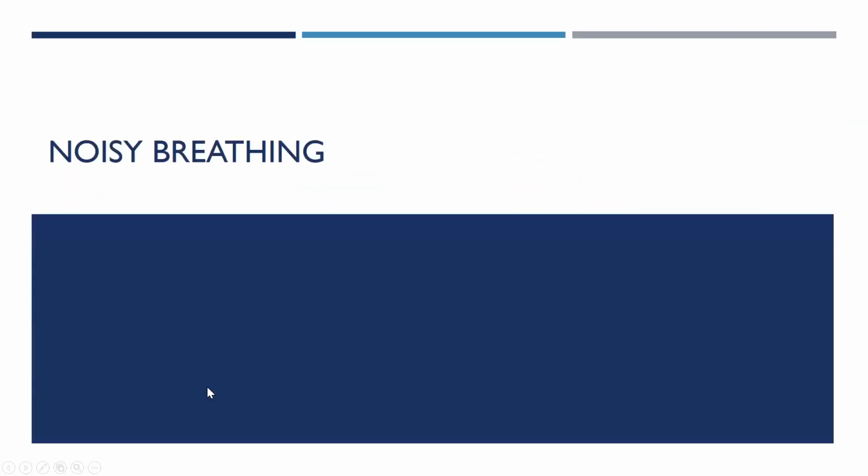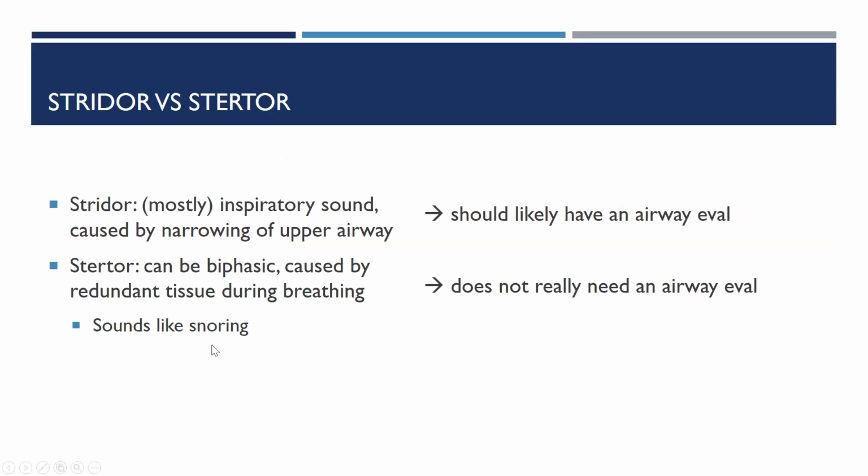And then the last thing is noisy breathing, personal favorite. So stertor versus stridor. Most of the time, stridor is inspiratory. It can be biphasic or expiratory, but it's essentially caused by narrowing of the upper airway.